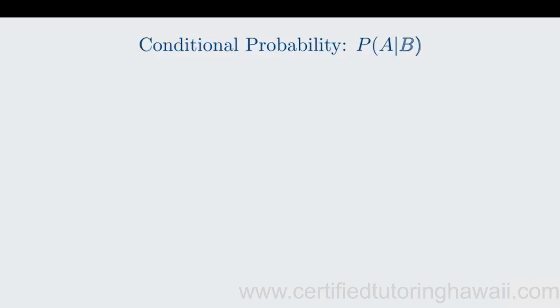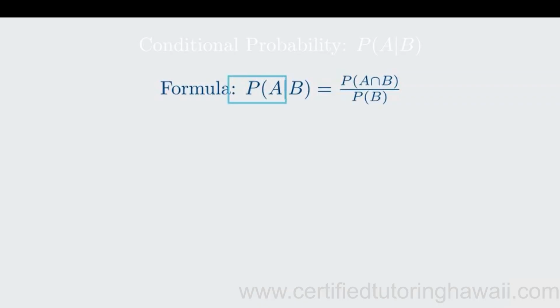We begin with the notation. The expression shown on screen is read as the probability of A given B. This represents the probability that event A occurs under the assumption or condition that event B has already occurred. The formal definition is that the probability of A given B is equal to the probability of both A and B happening divided by the probability of the condition, which is event B.